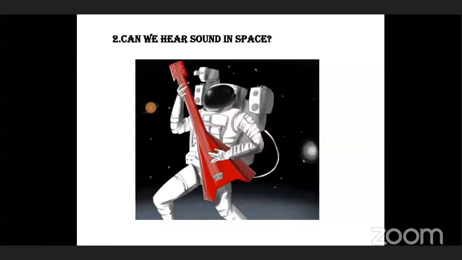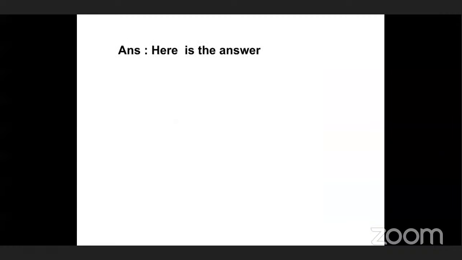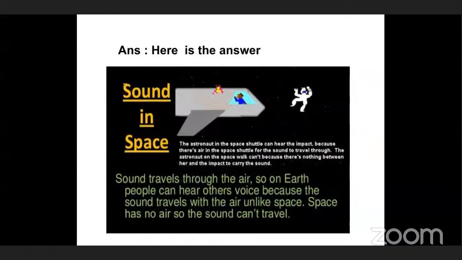Because there is no air and moisture. Very good. Excellent. There is no air. And we know that sound cannot travel in vacuum. But I want to know how the two astronauts who are traveling in the spacecraft can talk to each other? Do they talk to each other, or can they communicate with each other?